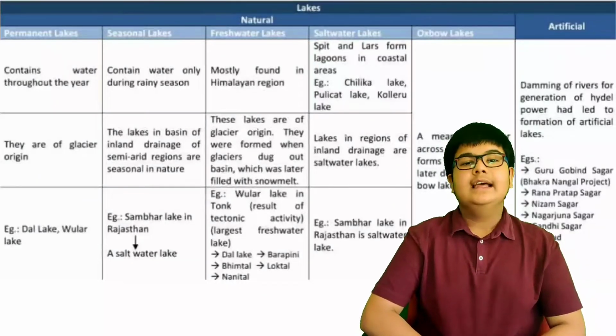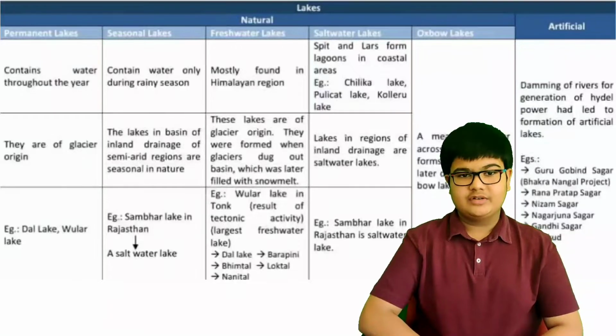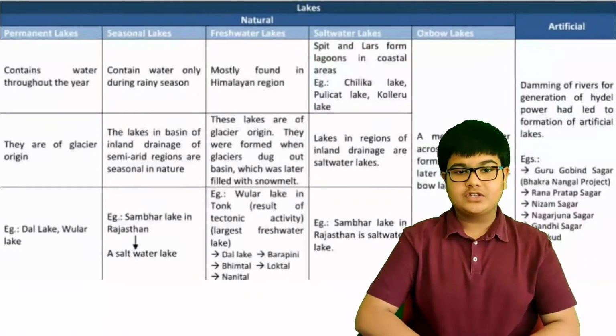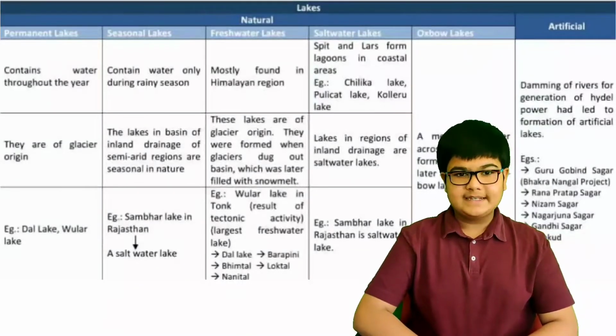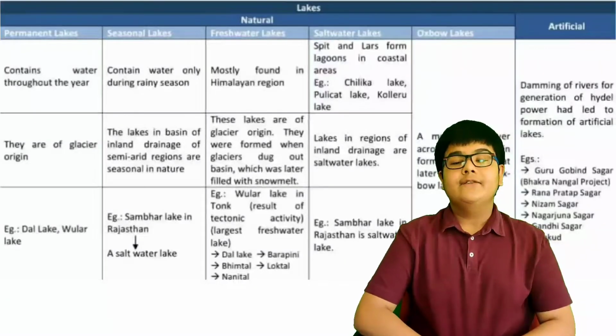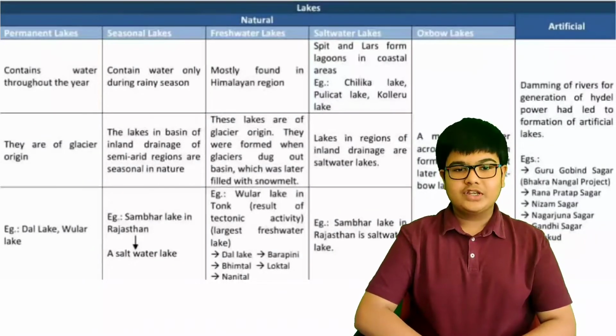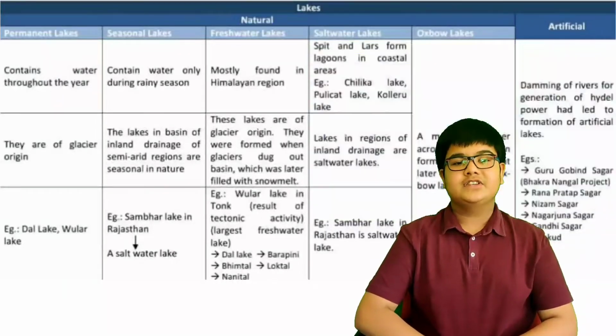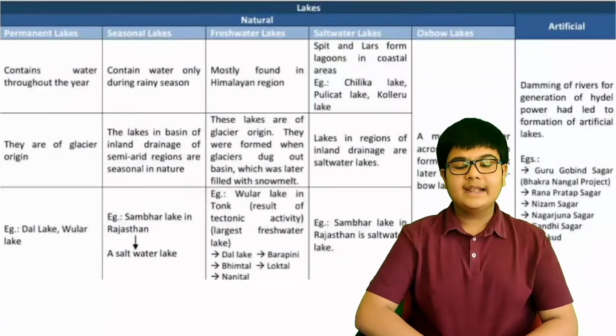Freshwater lakes. They are mostly found in the Himalayan region, and these lakes are of glacier origin. As I have already told you what glacier origin is. They were formed when the glaciers dug out a basin which was later filled with water. For example, Wular Lake in Jammu and Kashmir. This is a result of tectonic activity and it is the largest freshwater lake. Other examples include Dal Lake, Bhimtal Lake, Nainital, etc.